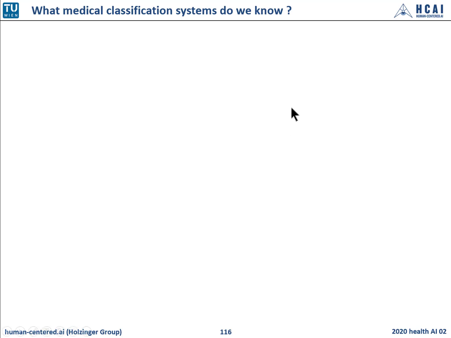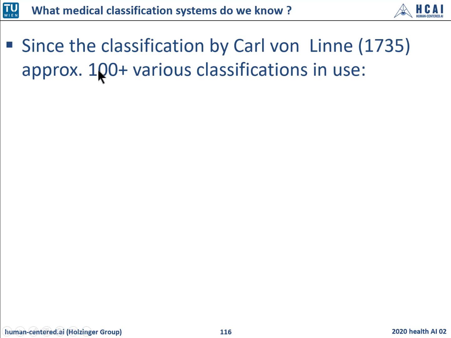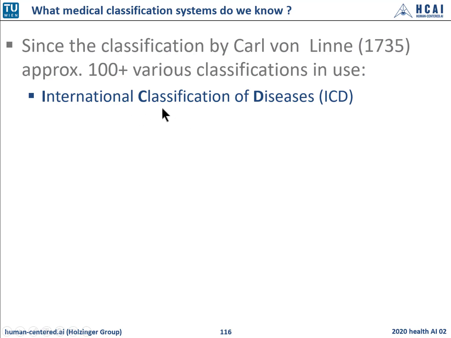Okay, so what medical classification systems do we know? Since the classification of Carl von Linne in 1735, approximately 100 plus various classifications are in use. We only mention here a few for you, for your convenience. The most important is the International Classification of Diseases, the ICD.